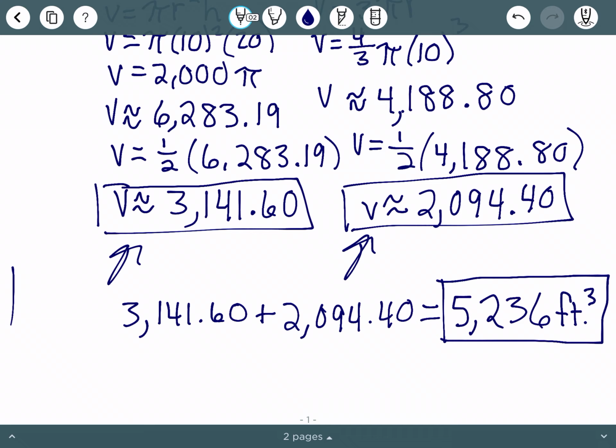So nice job getting through this. I know it was a lot of steps, but we've reached it, and this is the end.